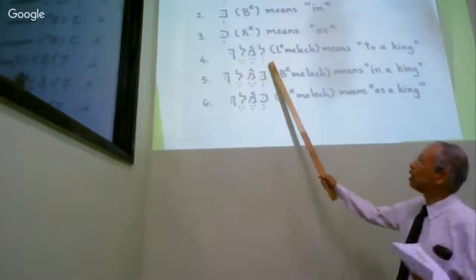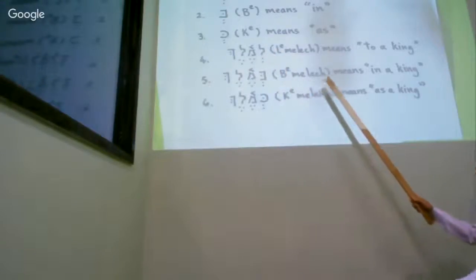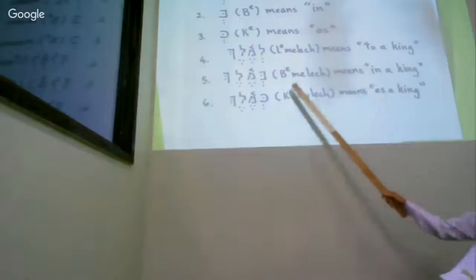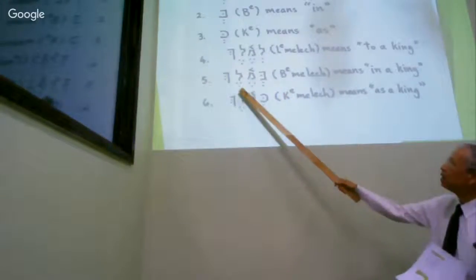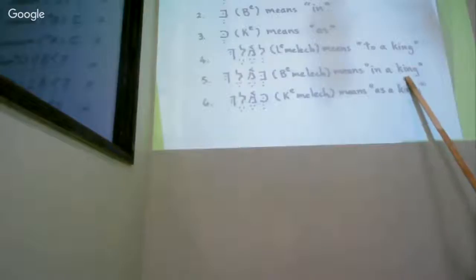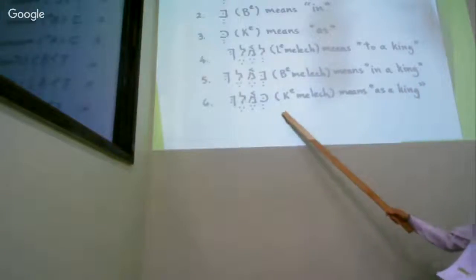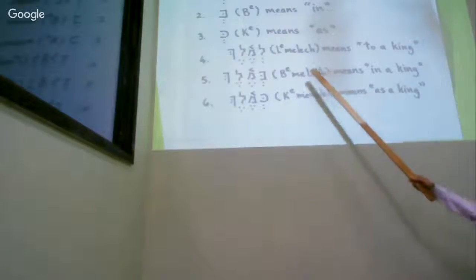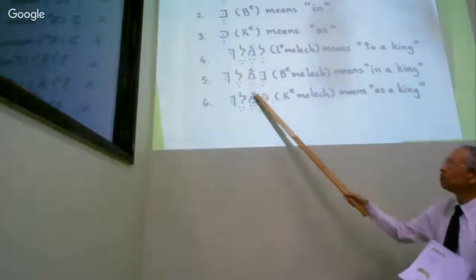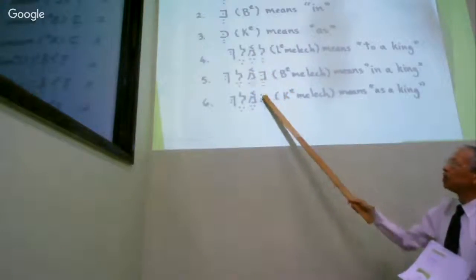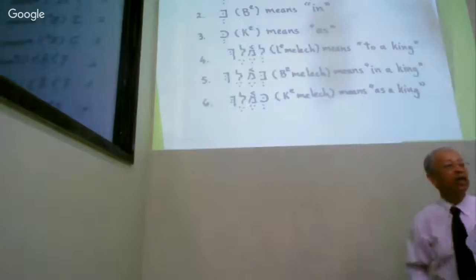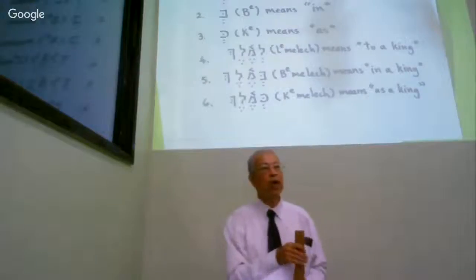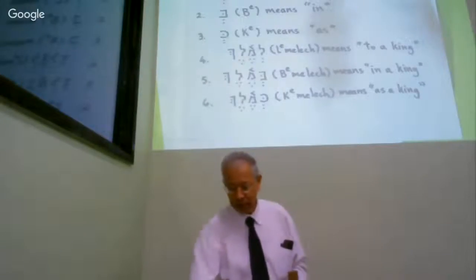For example, le melech means what? To a king. Be melech means what? In a king. Ke melech means what? As a king. So they are not separated from the noun. They are joined to the noun, and they are not separated. They are inseparable prepositions. That's the lesson we are studying today.